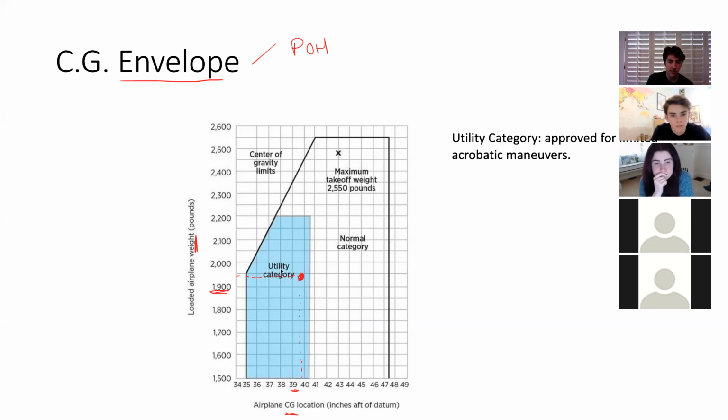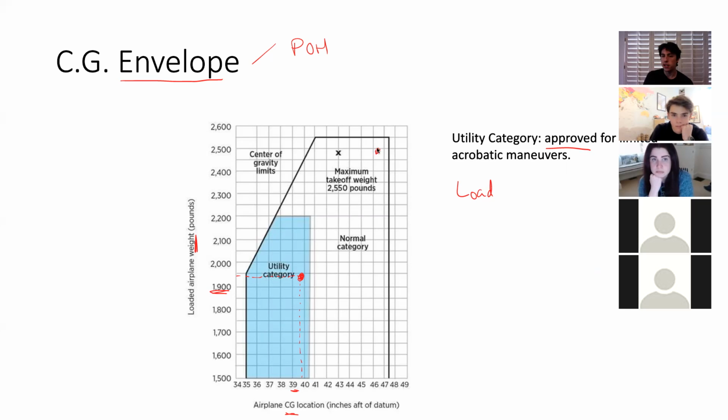Here it says we're in the utility category. Utility category means we're pretty light, and that just means we're approved for some basic acrobatic maneuvers. Because we're light and don't have a ton of weight, we're able to take increased load. Every time we make a turn, we're adding load to the aircraft because of that centripetal force. So we can take some extra.